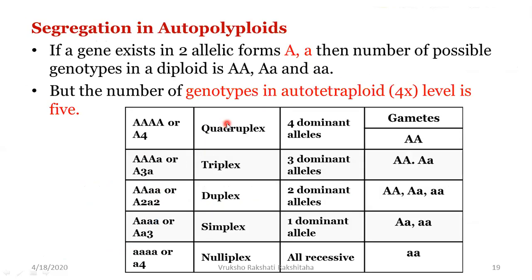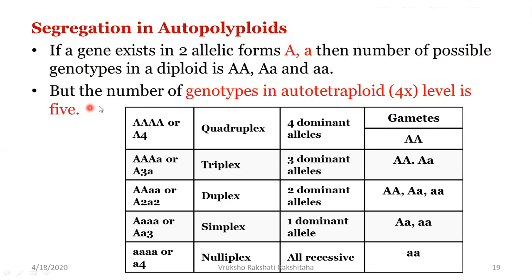Now let us look into segregation, how segregation takes place in autopolyploids. When we discuss a diploid, if a gene exists in two allelic forms, say capital A and small a, then the possible genotypes in a diploid are capital A capital A, capital A small a, and small a small a.